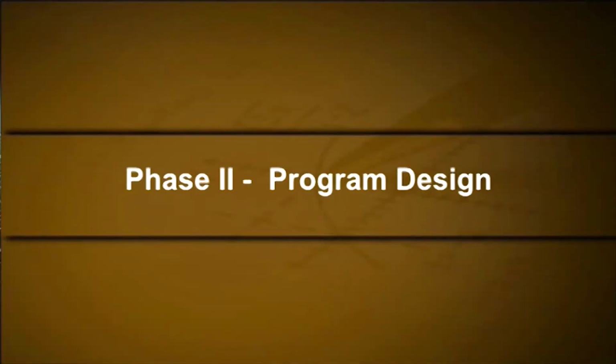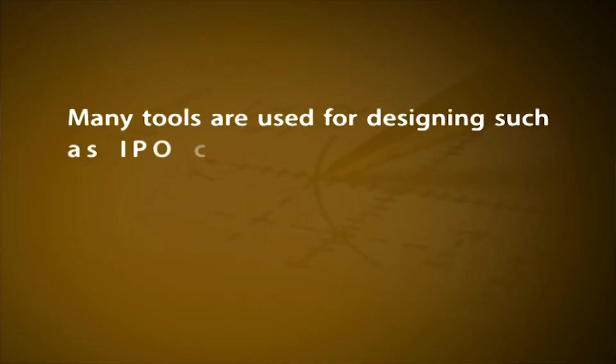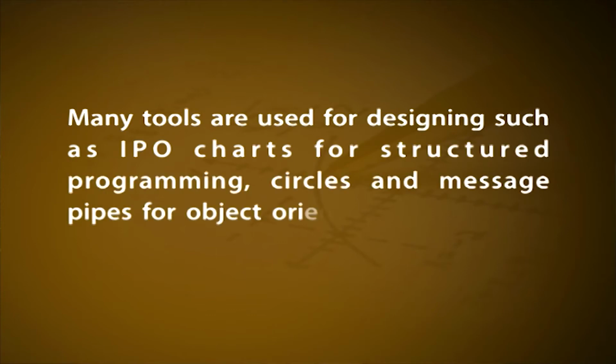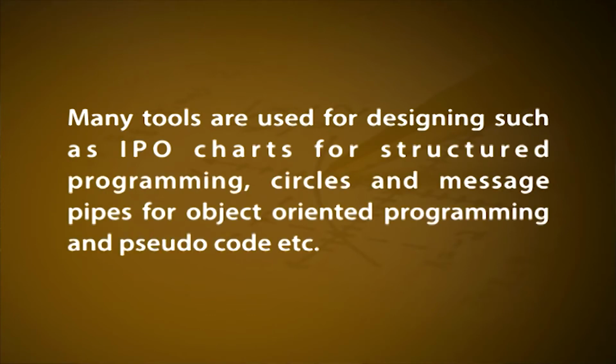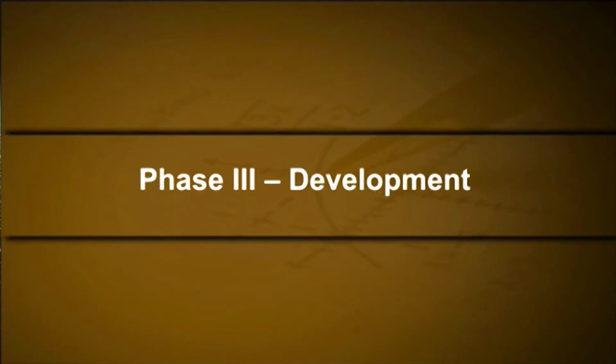Phase 2, program design. In the design stage, the programmer will figure out the logic for coding. Many tools are used for designing, such as IPO charts for structured programming, circles and message pipes for object-oriented programming, and pseudocode, etc.